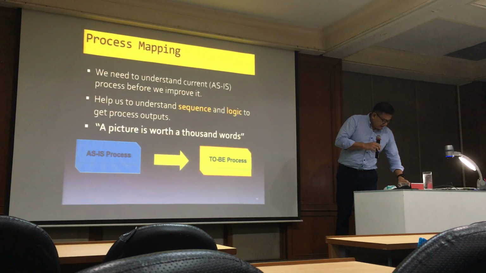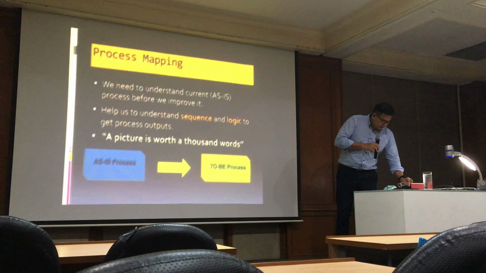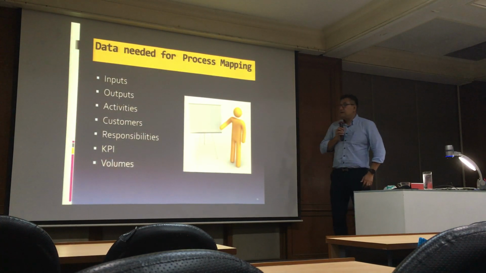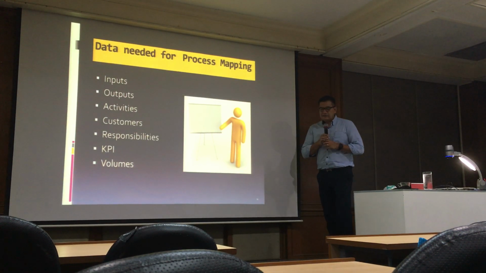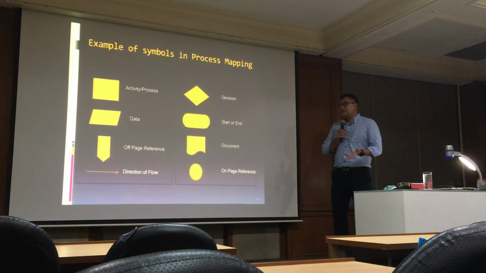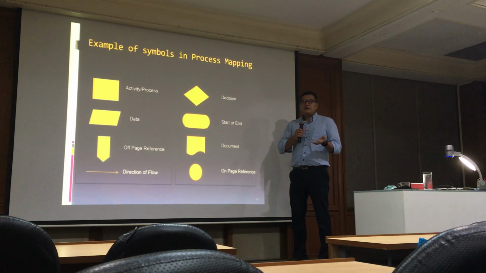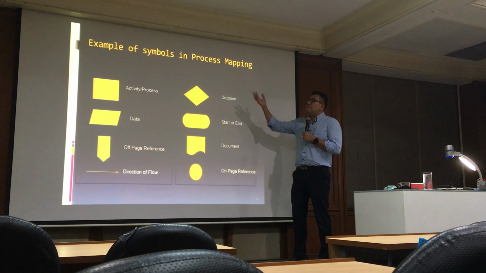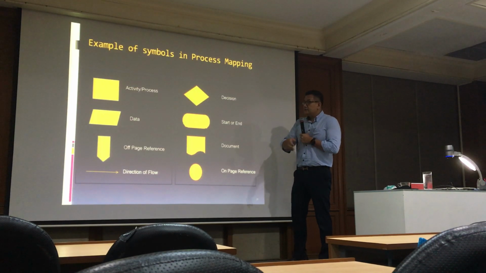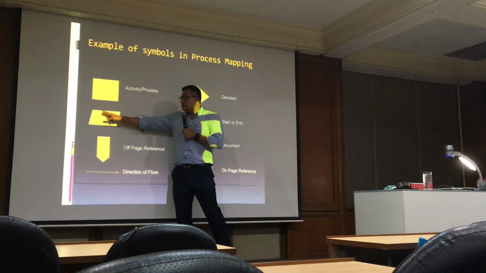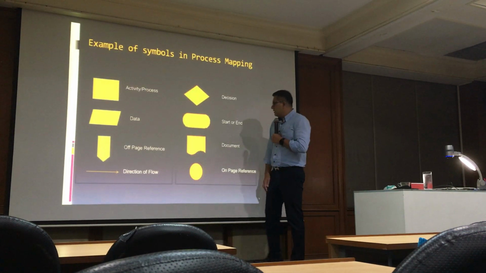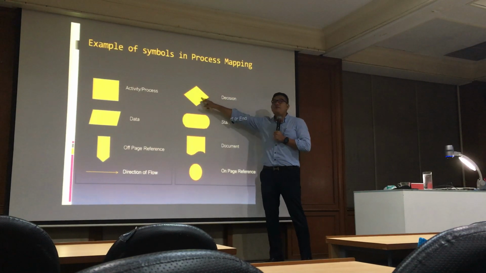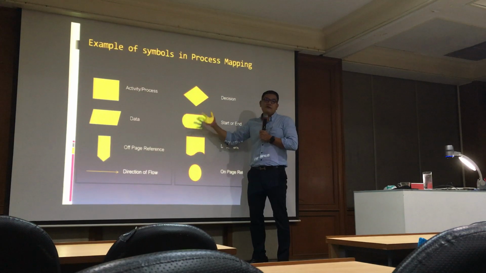We also have the data needed for the process mapping, such as who is the customer, responsibility, or volume, something like that. And just like the flowchart, right? I'm not teaching you how to draw the flowchart, but I'll show you some symbols usually used for drawing the process map. Normally we use this for activities, this is for data, direction is shown by arrows and documents, and the decision is quite important, right? If yes, go to where; if no, go to where, something like that.